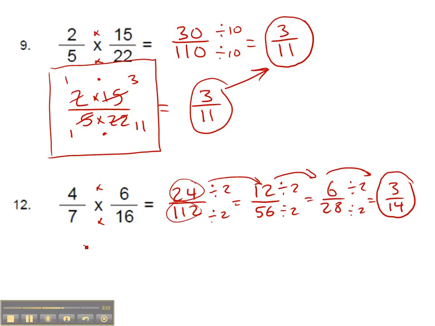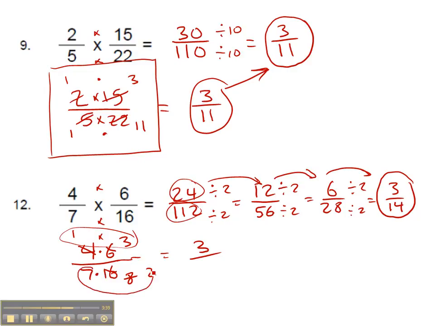Now let's do it the easy way. 4 times 6 over 7 times 16. And I see that 6 and 16 are both divisible by 2. So 6 divided by 2 is 3. 16 divided by 2 is 8. And also 4 and 8 are divisible by 4. 4 divided by 4 is 1. 8 divided by 4 is 2. Now when I multiply, I'm multiplying 1 times 3, which is 3, over 7 times 2, which is 14, and we get there a lot easier this way, I think.